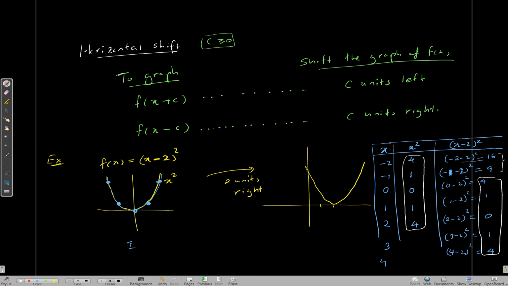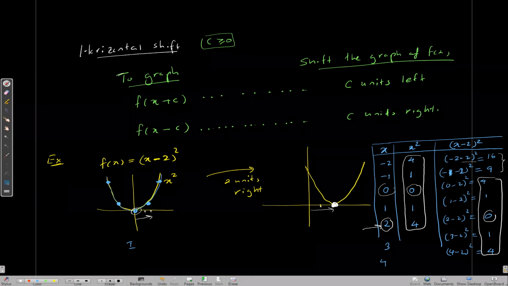After 2. And in another way, look at this number right here, 2. When our x is 2, y value is 0. Earlier, y value was 0 for our x equals 0. So it has shifted 2 units to the right. So this 0, 0 coordinate is now 2, 0. It has shifted 2 units. If you check carefully, every coordinate, every point has shifted 2 units.